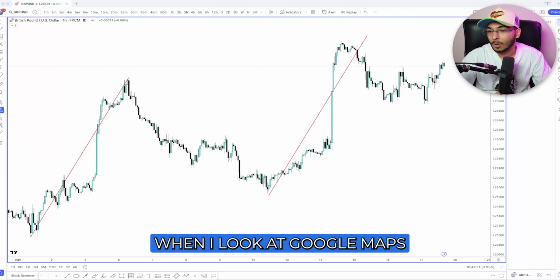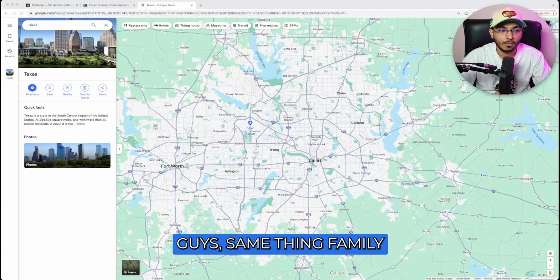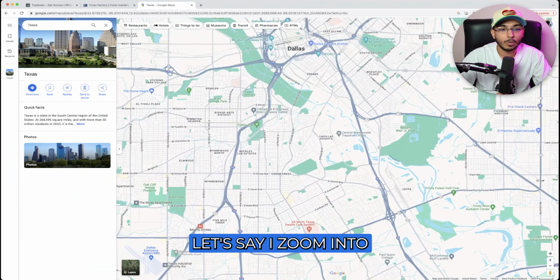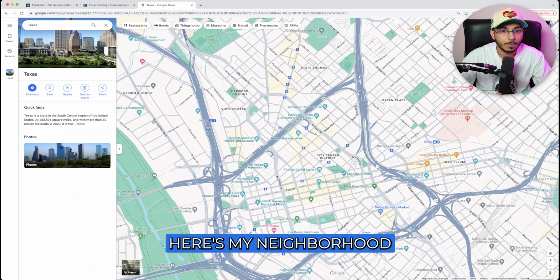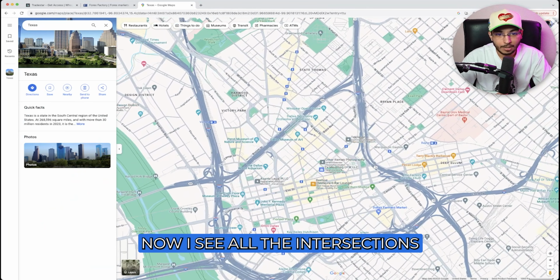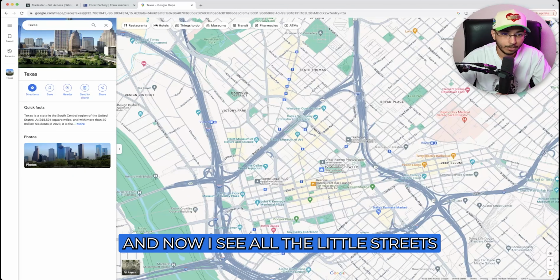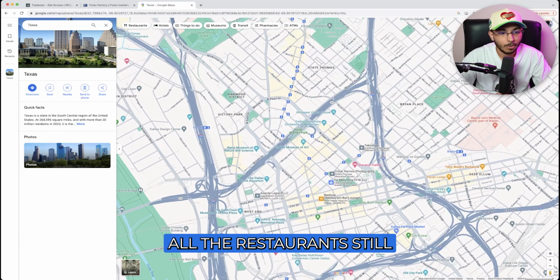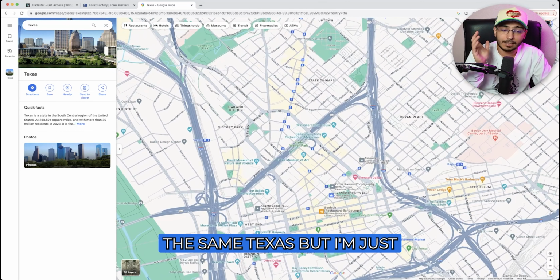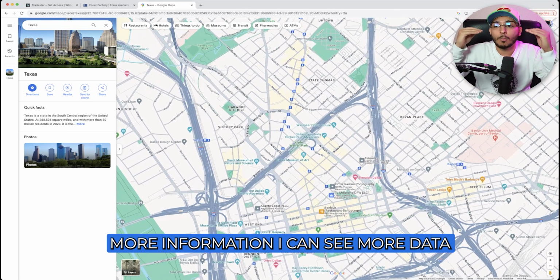Same thing when I look at Google Maps, guys. Same thing, family. Now I'm zooming into Dallas. Let's say I zoom into my neighborhood specifically. Here's my neighborhood. Now I see all the intersections. Now I see all the little streets. I can zoom in more. I can see all the restaurants. Still the same Texas, but I'm just zooming in so I can see more information.